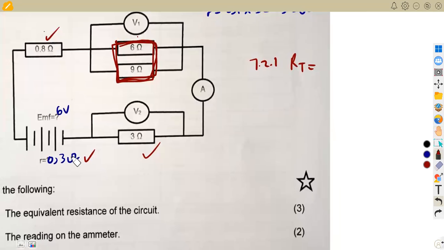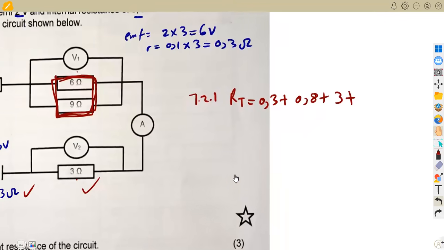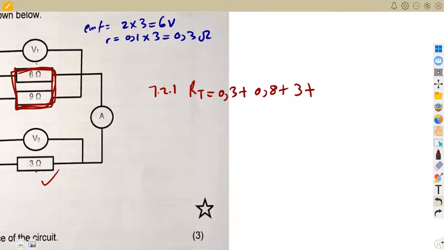So we are going to obtain 0.3 for the internal resistance. There are 3 of them, each of 0.3 ohms, plus 0.8 plus the 3 ohm here, plus the parallel circuit. So RP in parallel, remember 2 resistors in parallel, it's product over sum. So it's 6 times 9 over 6 plus 9.